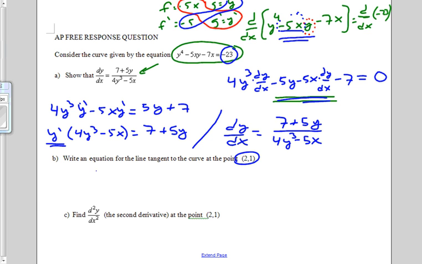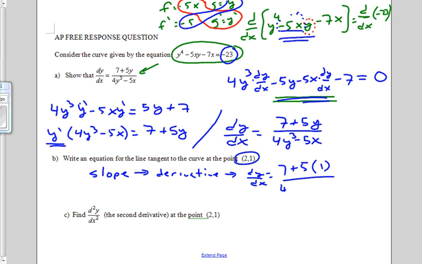We need to find the slope. Well, to find the slope, we know that we're really talking about the derivative. So we want to find dy dx at those values of x and y. So we're just going to plug those in. 7 plus 5y, where y is 1, over 4 times y cubed, well, 1, minus 5 times 2 equals 12 over negative 6, which is negative 2. That's our slope.